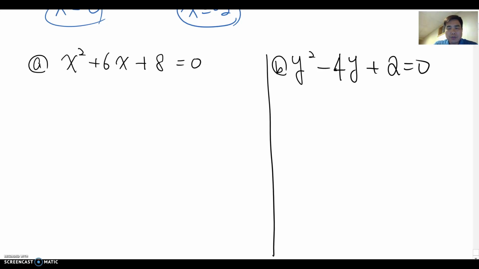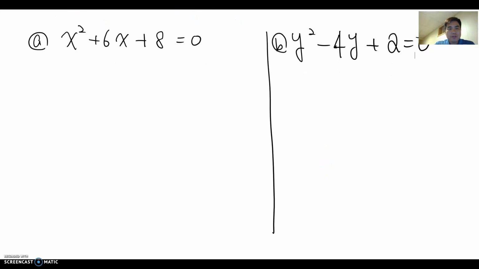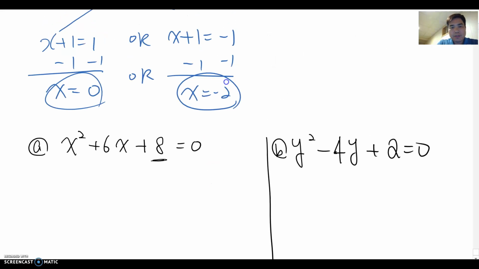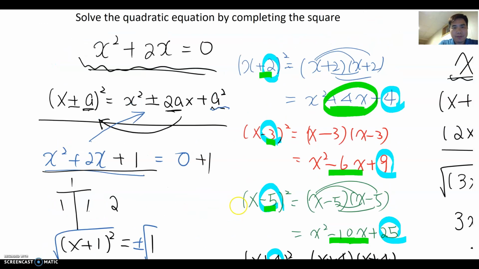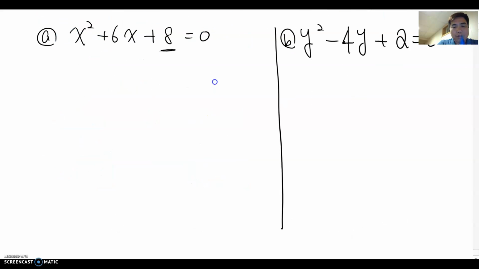So let's continue to talk about those 2 more problems. First, x squared plus 6x plus 8 equals 0. Now, even though this is in trinomial form, we are not sure this is a perfect square, especially the half of this one. Therefore, my suggestion is to make it like this first, which means we only leave the x squared term and x term on the left side. Other things you move to the other side. Therefore, I'm going to subtract 8.